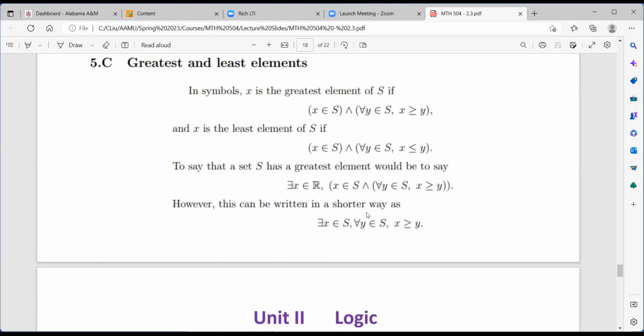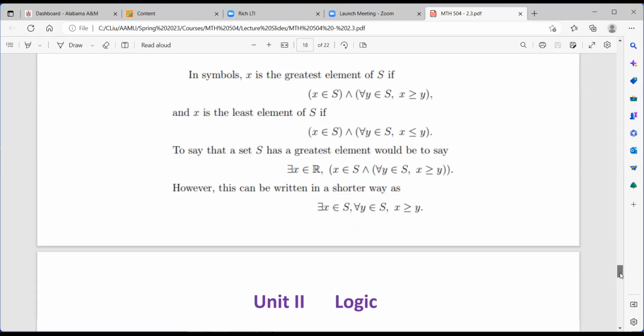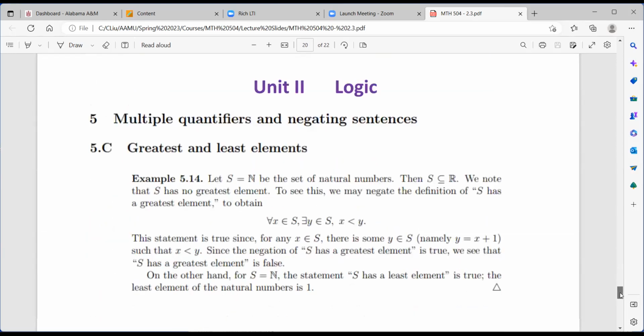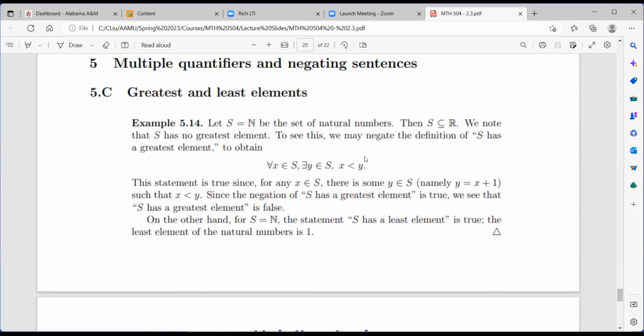Okay, so when you negate this compound statement, you're going to change universal quantifier to the existential quantifier and vice versa, plus negate the open sentence. All right. So let's see what we're getting here then. So it says for any x in S, there exists y in S such that x less than y.